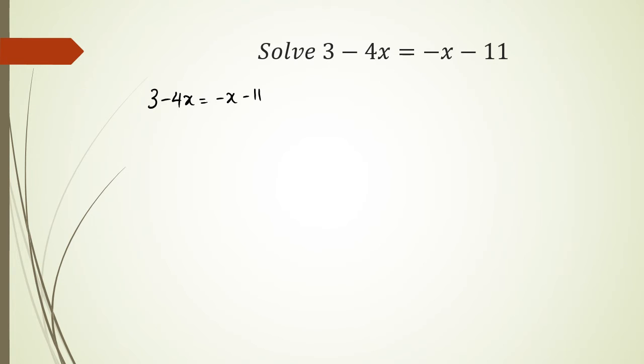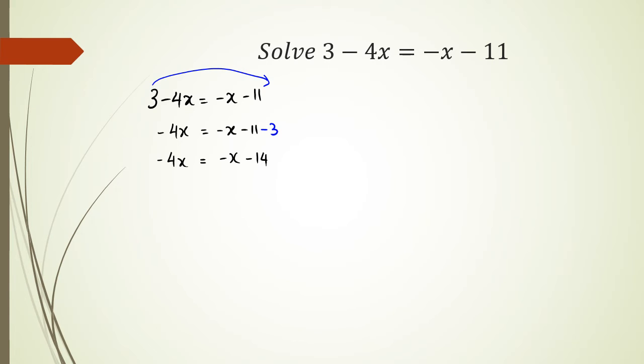The first thing I want to do is get rid of the number 3 to the other side. Because it's positive 3, when it shifts to the other side, it becomes minus 3, which means I have negative 4x equals negative x minus 11, and minus 3 is negative 14.